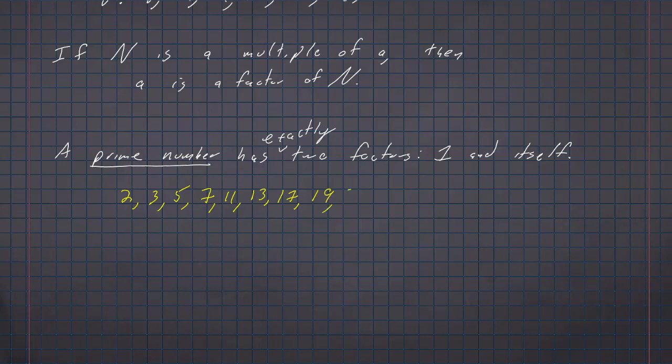Then 19, 23, 29, and so on. There are a couple of places where prime numbers are useful. One of which is a way of finding factors iteratively.